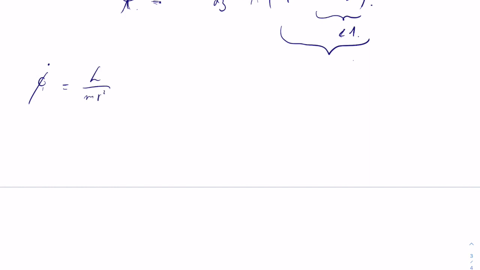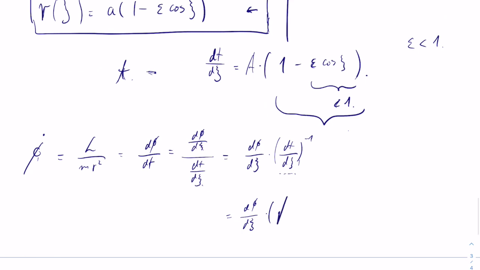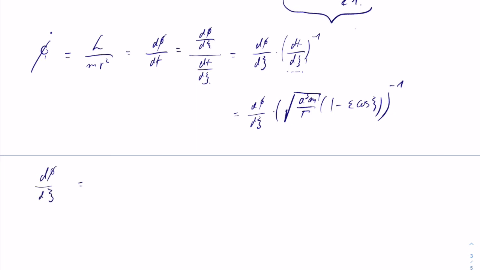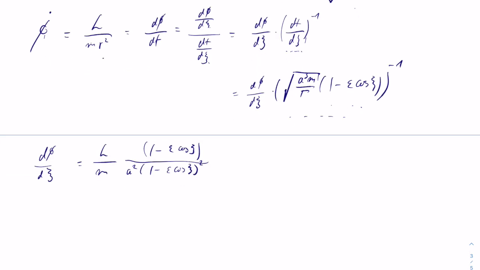And now we're going to solve for our angle. Right, again we substitute from the conservation of angular momentum. We do the neat little trick that dphi by dt is dphi by dxc divided by dt by dxc. And we can now substitute everything in that we know already, because dt by dxc we have calculated, and r we have also calculated already. So we're just going to insert that back inside the equation, and we're going to solve for dphi by dxc.